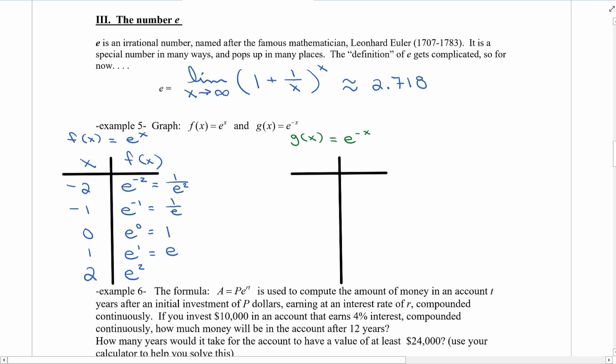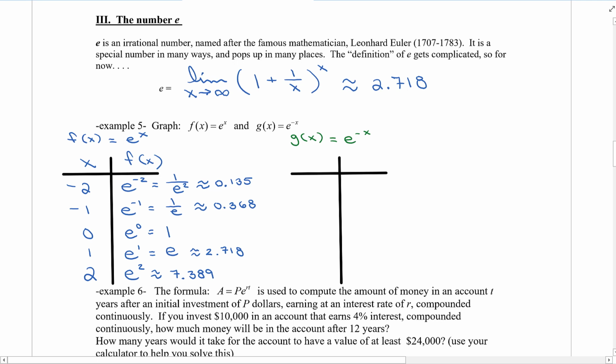I'm going to write down approximations so that I can actually sketch this. 1 over e squared is approximately 0.135. 1 over e is approximately 0.368. e is going to be approximately 2.718. And e squared is approximately 7.389. So that should be enough in order for me to come up with a sketch for that graph.